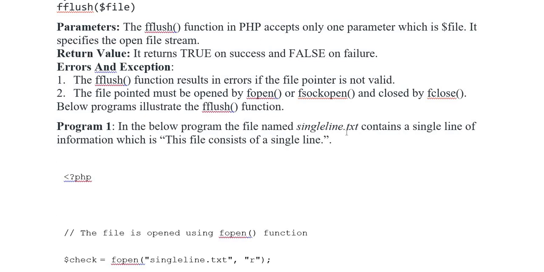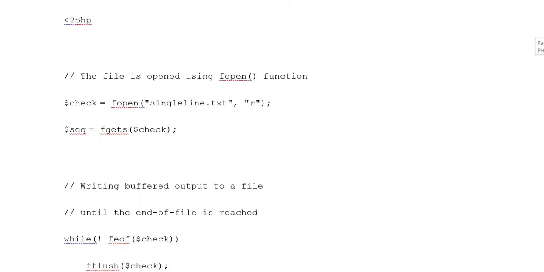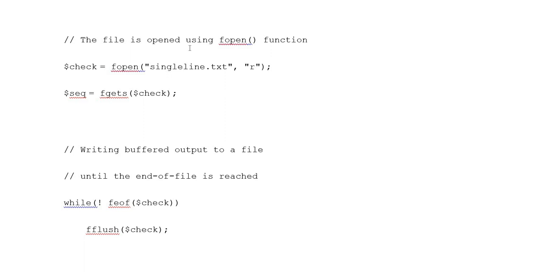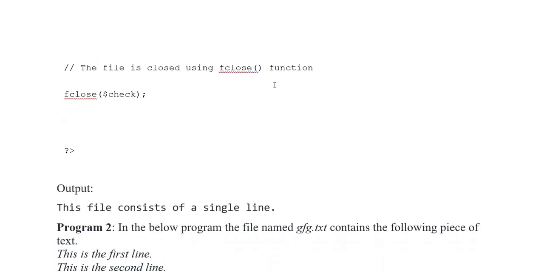Program 1. The file named singleline.txt contains a single line of information, which is: This file consists of a single line. PHP opening tag, and multiple comments. The file is opened using the fopen function. $check = fopen("singleline.txt", "r"); $sequence = fgets($check); comment: writing buffered output to a file until the end of file is reached, while (!feof($check)). fflush($check); The file is closed using the fclose function. fclose($check); Output: This file consists of a single line.